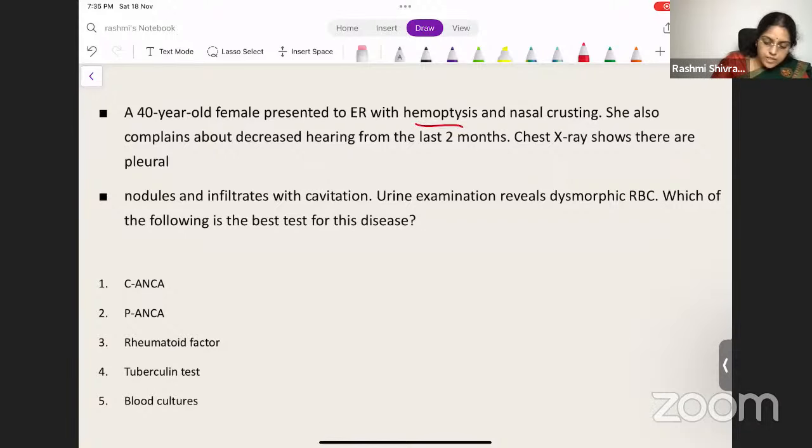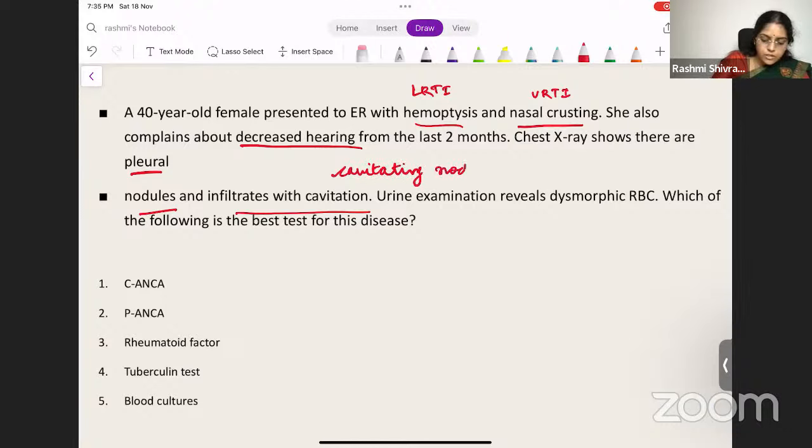So the patient is having hemoptysis and nasal crusting. So you have a lower respiratory tract involvement and an upper respiratory tract involvement, right? She also complains of decreased hearing. Chest X-ray shows pleural nodules and infiltrates with cavitation. Cavitating nodules. Urine examination reveals dysmorphic RBCs. That means renal involvement is there, right? So I have written down the points for you. So granulomatosis with polyangiitis.